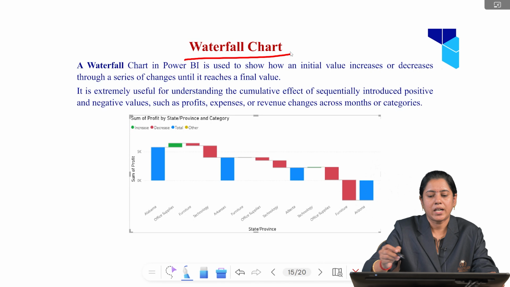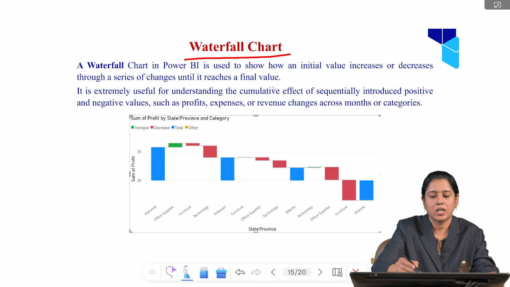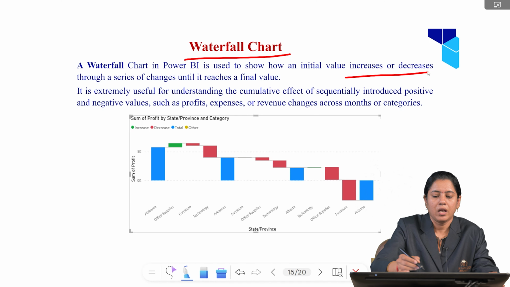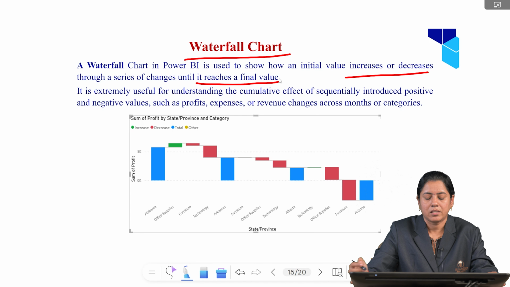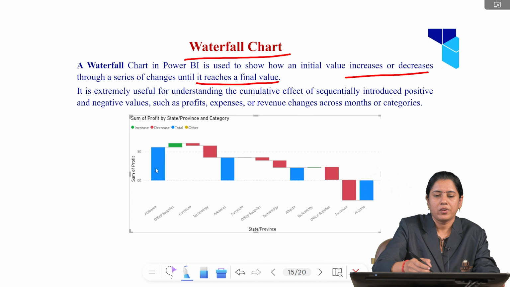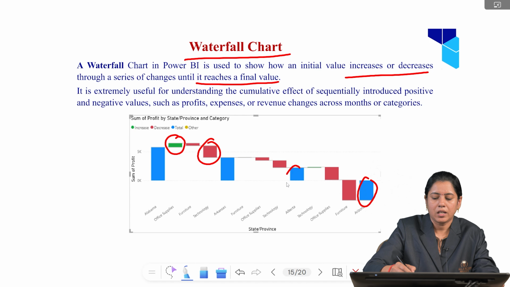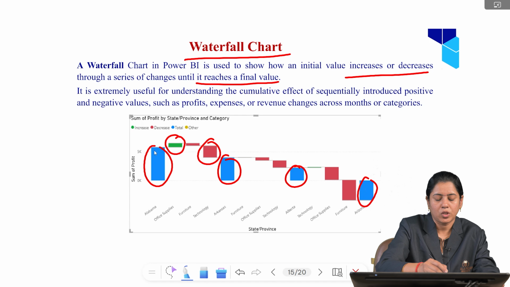So the next type of chart is the waterfall chart. The waterfall chart is mainly used to show the increasing or decreasing values until it reaches the final stage. Along with the increasing and decreasing values, it also displays the total values. That is the beauty of the waterfall chart. If we have increasing values, we show them in green. If we have decreasing, negative values, we show them in red. These blue ones are the total sales, total profits.